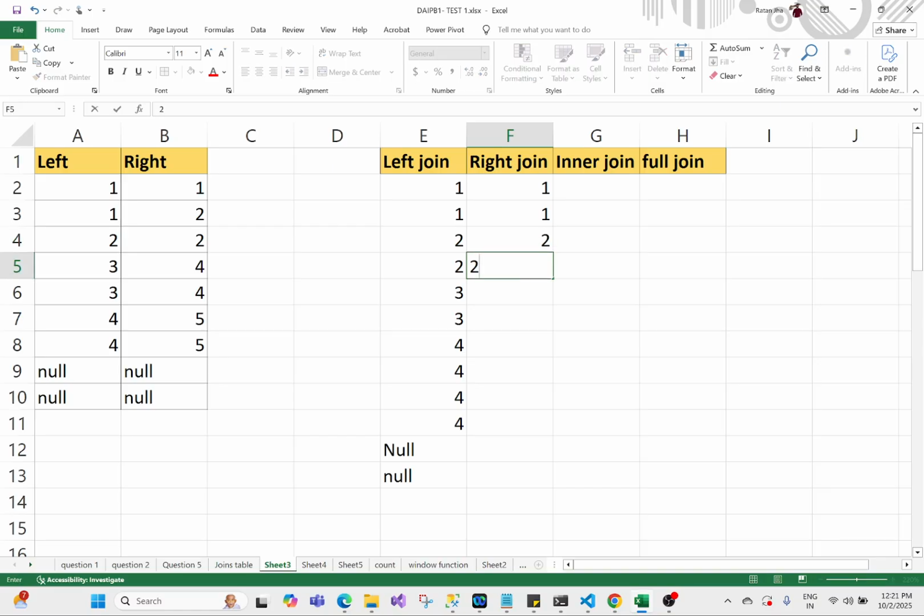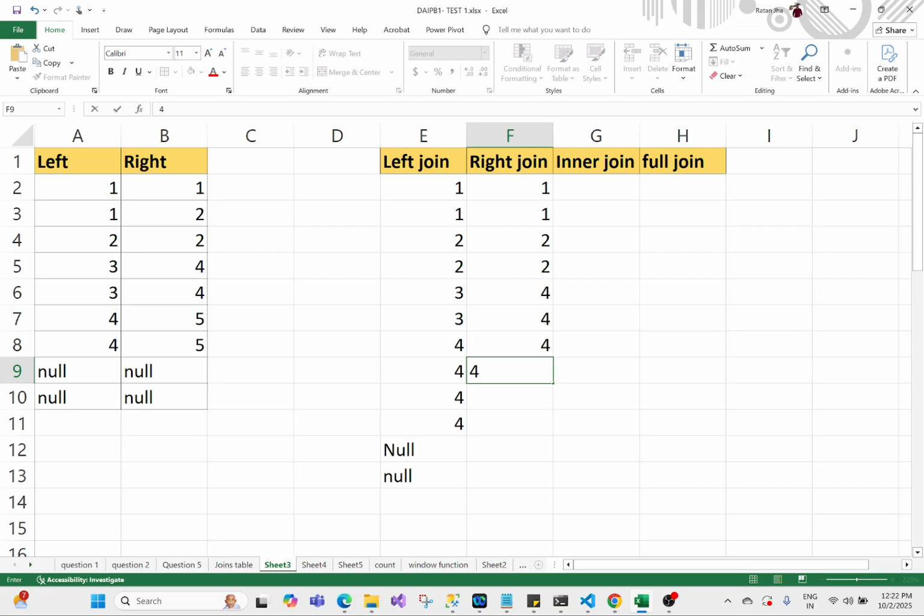What about 3 in the left table? 3 is not present in the right table, so it is not a matching record, and there is no record for 3. What about 4? This first 4 will connect with these two 4s, then the second 4 in the right table will again connect with these two 4s. So what is the output? 4 will come 4 times.